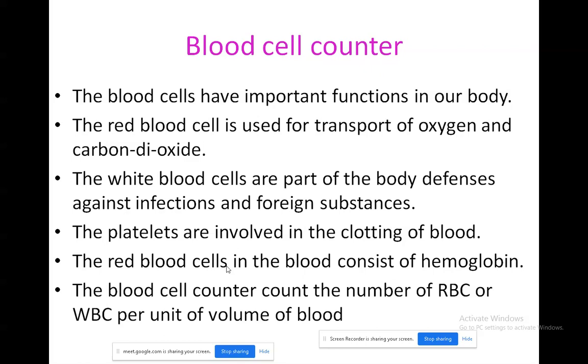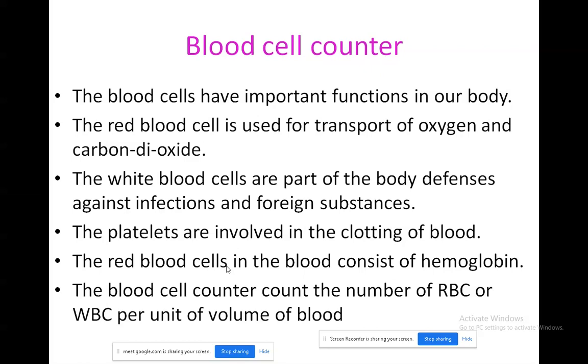Next we go for the blood cell counter. So blood cells have important functions in our body. I think you all know what a blood cell is. What are the types of blood cell present in your blood? Red blood cell, RBC, WBC, platelets. Okay, these are the types of blood cells present in your blood.